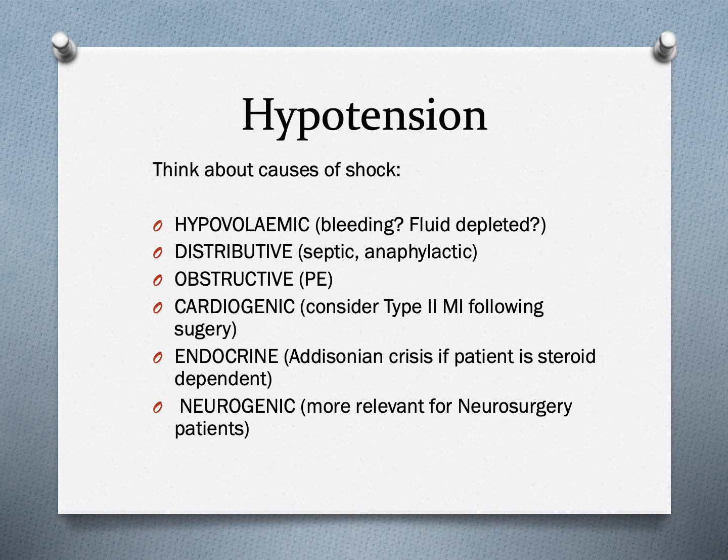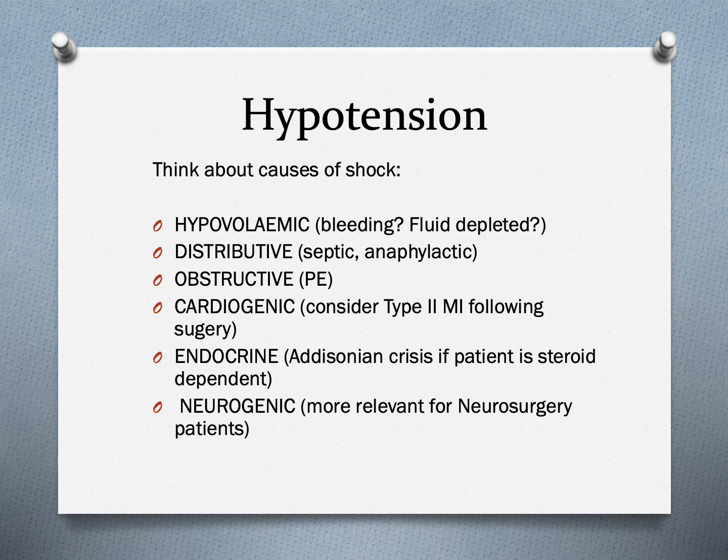The next thing would be distributive shock. So they may have septic shock following an infection, or they may have anaphylactic shock, and this could be caused by anaesthetic agents or antibiotics or any other medications that have been given to them while they're in hospital. In terms of obstructive shock, probably for surgical patients, the thing you'd be most worried about would be a PE. Surgical patients are immobilized, and have had trauma to a certain area, so they're at high risk of having a DVT and a PE.